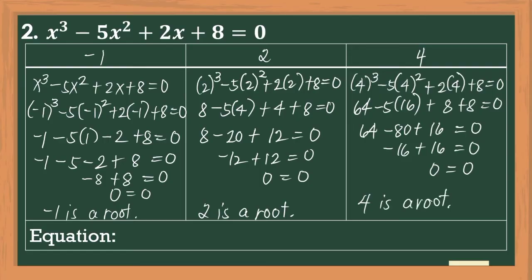So those are the actual roots of our given equation: negative 1, 2, and 4. How do we transform our equation into factored form? Negative 1 becomes x plus 1, 2 becomes x minus 2, and 4 becomes x minus 4 equals 0. When we multiply x plus 1, x minus 2, and x minus 4, the result is our given equation, x cubed minus 5x squared plus 2x plus 8 equals 0. I hope the discussion was clear. Again, the actual roots are negative 1, 2, and 4.